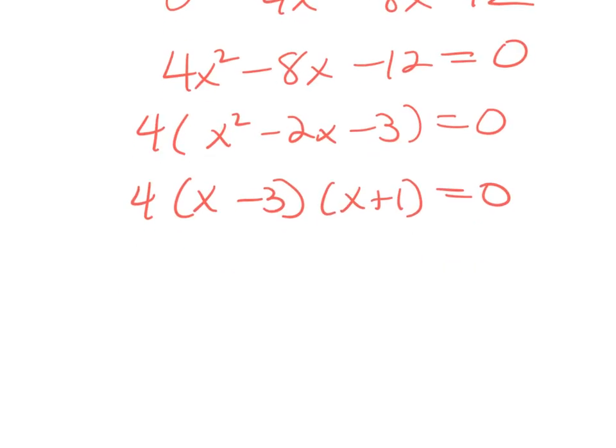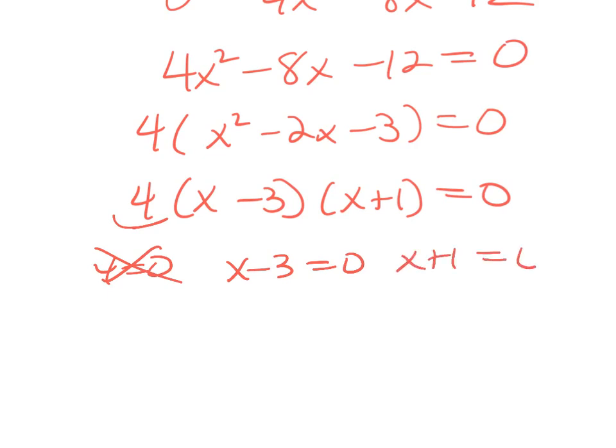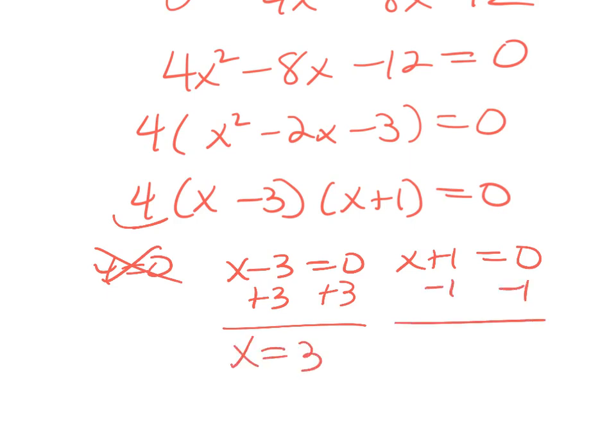Again, set each of the factors equal to 0. Setting this 4 equal to 0, there's nothing to solve for, so you don't need to do it. But all the ones that have an x, we actually have to solve. Add 3. So my first possible solution is x equals 3. And then the other one is x equals negative 1.